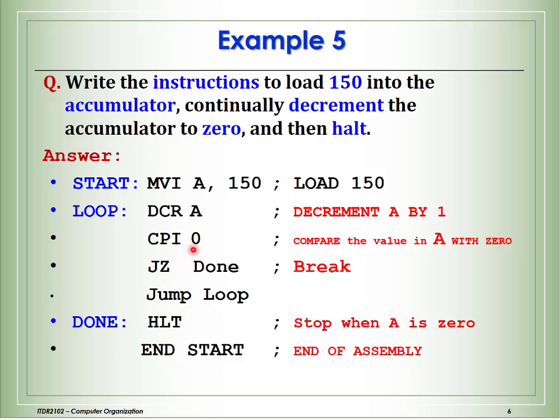If the accumulator value is not equal to 0, then we have a jump unconditional. Jump unconditional means no matter what, we jump here, and the loop will run again. Once the accumulator value is equal to 0, it will stop the program and end the assembly program.